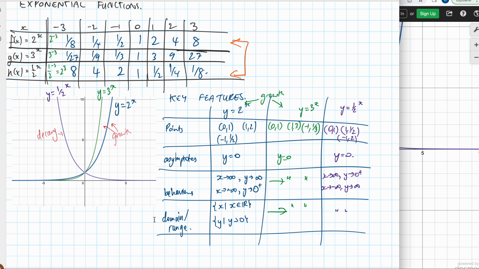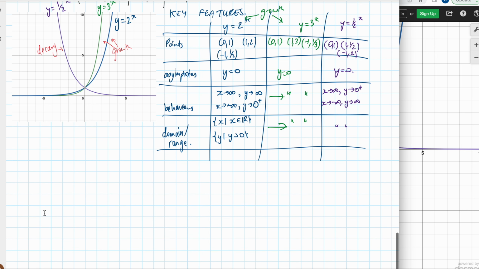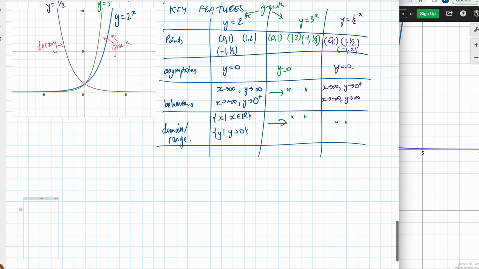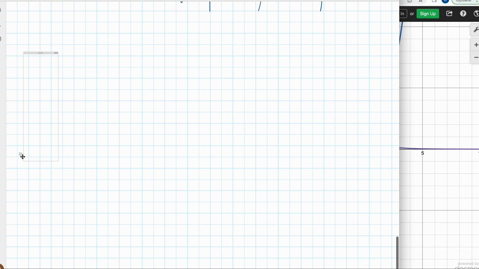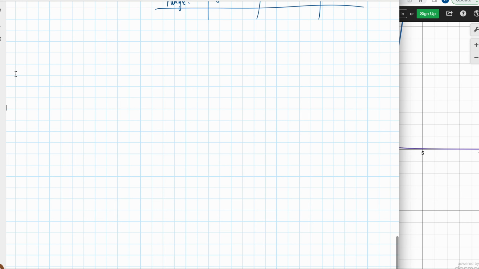So this is the exponential function. Now we can use these base features to maybe describe some new things. So I'm just going to make up some questions here. So I'll press enter here. Okay, so go here.